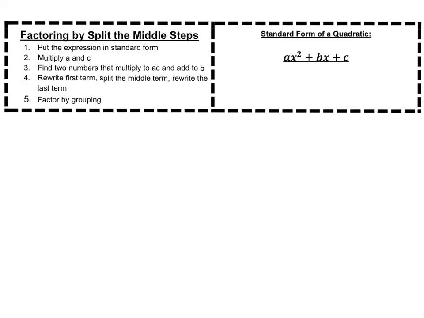For factoring split the middle, or in other words, crisscross split the middle term, put the expression in standard form, take out the greatest common factor, multiply a times c. So here's your standard form. You're going to multiply first and last term, and you're finding two numbers that multiply to get that product, and then add to get this middle term of b. And then we'll factor by grouping. This may seem confusing, but we'll go through a lot of examples step by step.